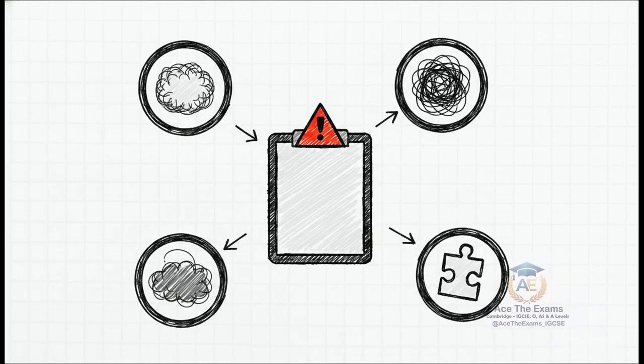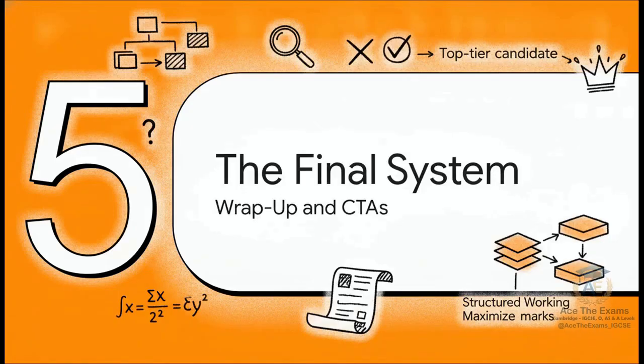Warning number 3, ignoring the specific context of the question. If a question specifically asks you to, hence, evaluate based on the previous parts you just solved, and you decide to start completely from scratch using a totally different method, you are ignoring the context and the command word, and that will cost you dearly. Which brings us to Section 5, the final system. Let's wrap this all up.